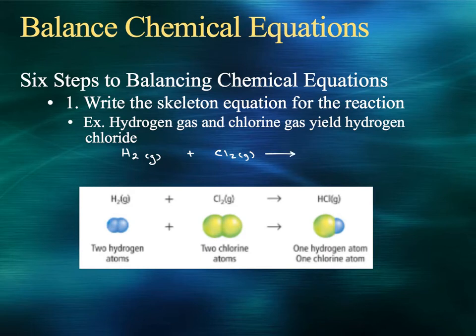Yield hydrogen chloride. We haven't seen this before. It's sometimes called hydrogen monochloride. Hydrogen chloride is a gas, very toxic, HCl. It also forms hydrochloric acid. So that's what our skeleton reaction looks like. We've got H2 gas plus Cl2 gas gives you HCl gas.